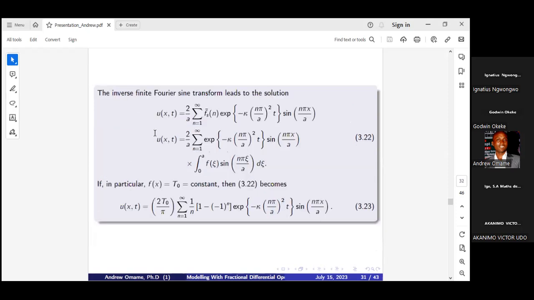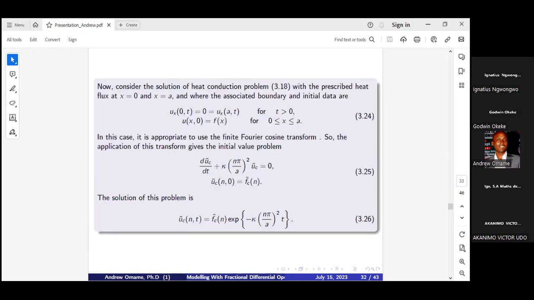Then again, the inverse finite Fourier sine transform. Remember, the inverse finite Fourier sine transform is in terms of series. So again, look at our solution in 3.22. So for a particular scenario, when your f of x is a constant, then you have the form of solution given by 3.23. So these are things you can easily verify. And with all the knowledge you have, you can verify them.